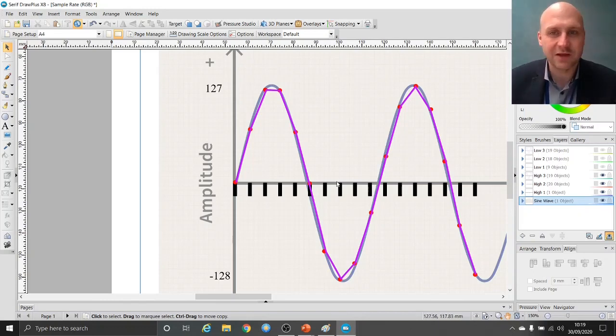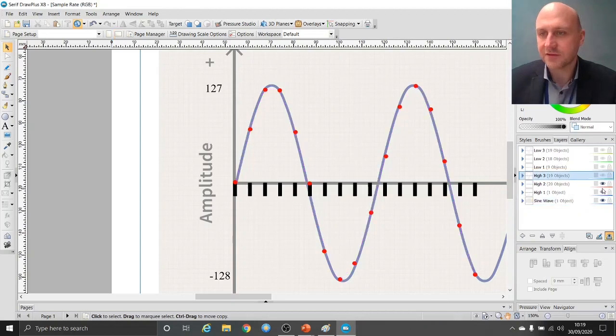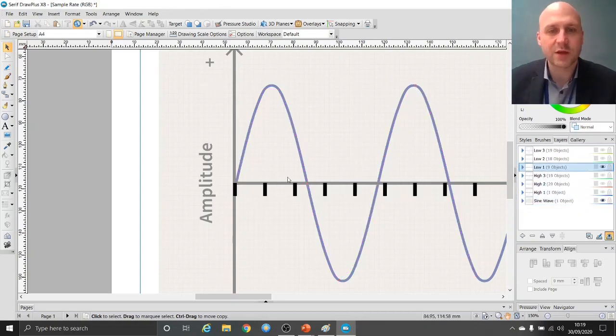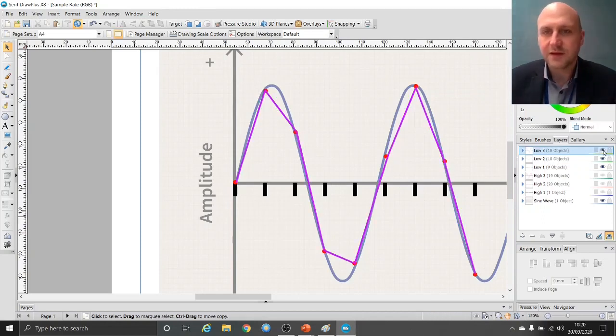What if I had an even lower sample rate? Let's turn off the high one and start with the low one. This time we decided to take only 2, 4, 6, 8, 9 samples. Once again, that'd still be 127 and minus 128. So once again, we put dots where the samples are, then we join them up with lines. As you can see here, I don't have to take this one off so much this time because it's so far from the original. You can clearly see that we've lost quite a lot of the accuracy of the sound.